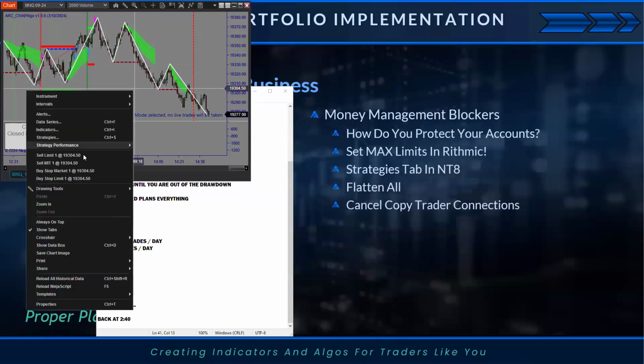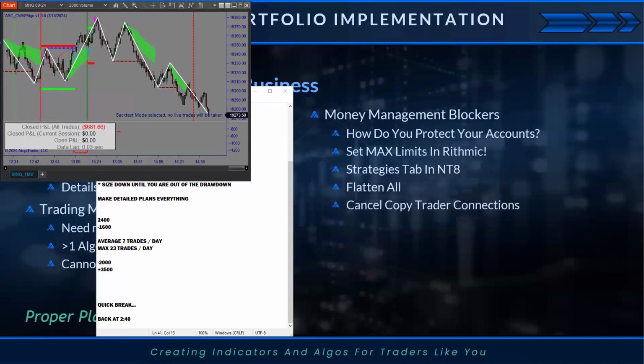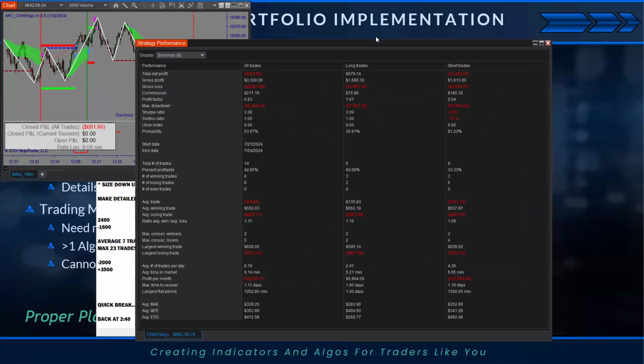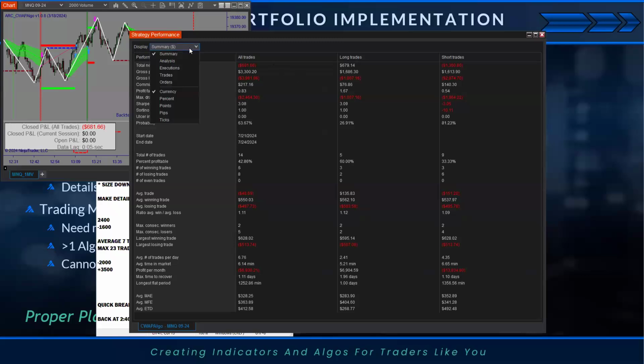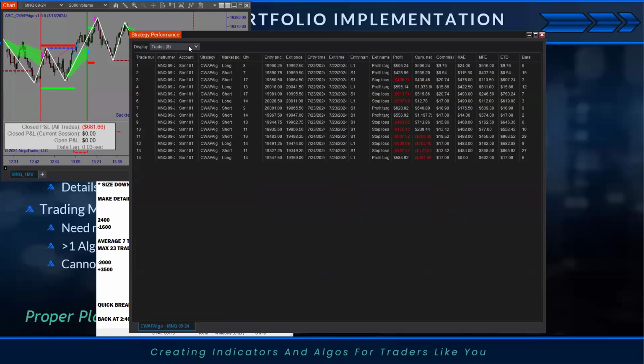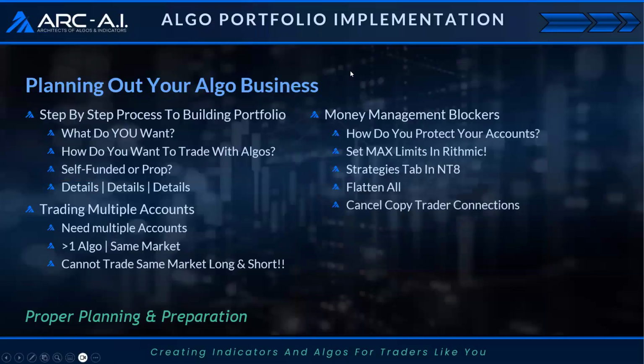If you want to just see what the strategy performance is like, and you're not actively trading it, let's say it's a backtest, then you just go there, and same thing. You can go in and look at the trades, and then just right click export. So that's how you do it. Pretty simple, nothing too crazy.